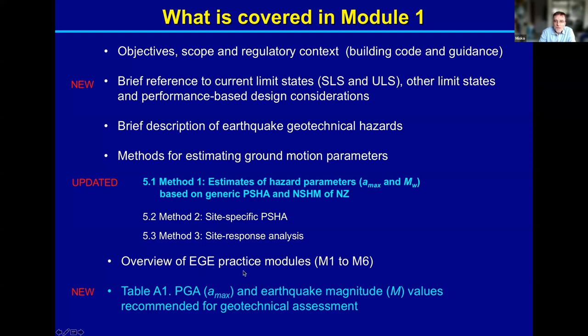There is also at the end a section providing an overview of all modules in the series. And at the end, a table is published in which the PGA values and the earthquake magnitude values are summarized, and these are the values recommended for geotechnical assessment. The two sections highlighted in blue are really the most important that I will cover today, which is method 1, or estimating hazard parameters based on generic probabilistic seismic hazard analysis, and then the summary, which is provided in table A1 of the module.